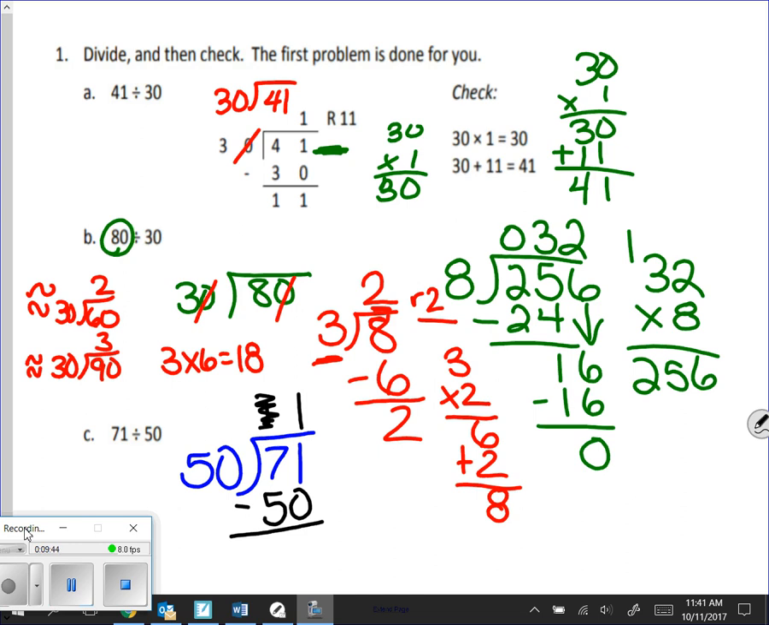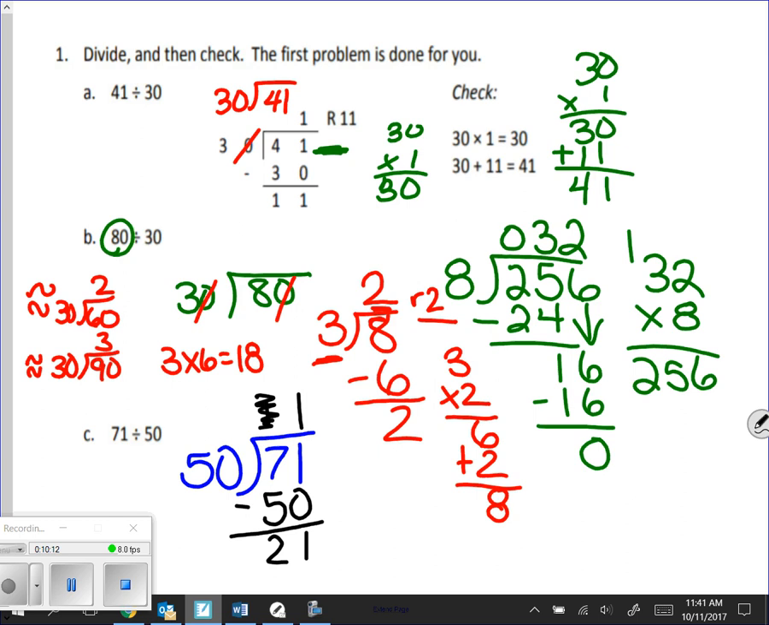1 minus 0, 1. 7 minus 5, 2. So should I be concerned that that remainder is kind of big? No. Why? Because 21 is not bigger than 50. It's big, but it's still smaller than your divisor.